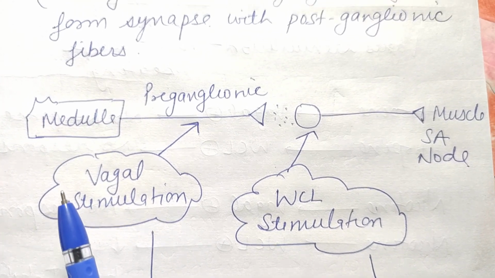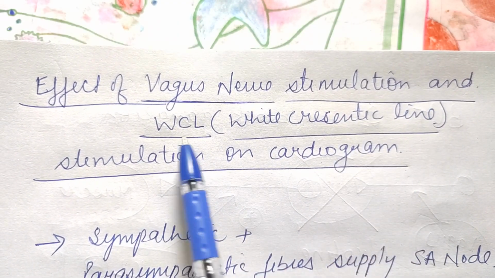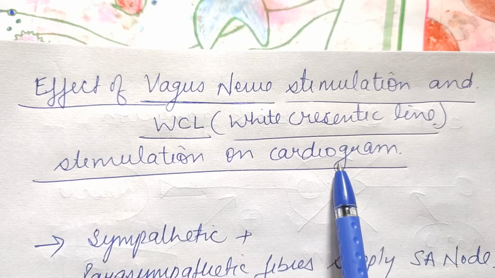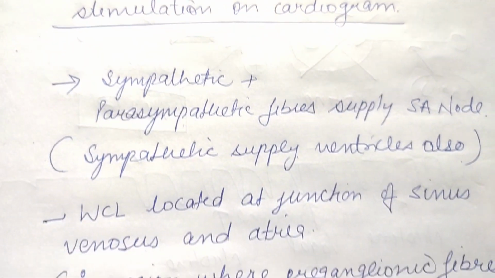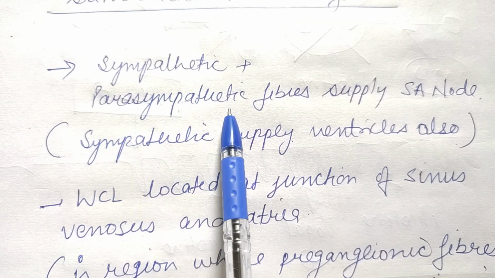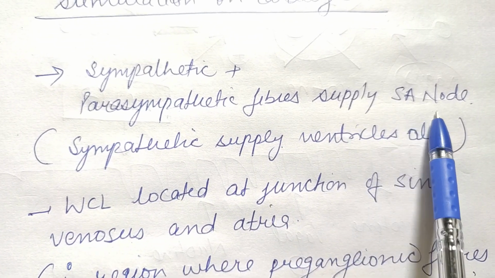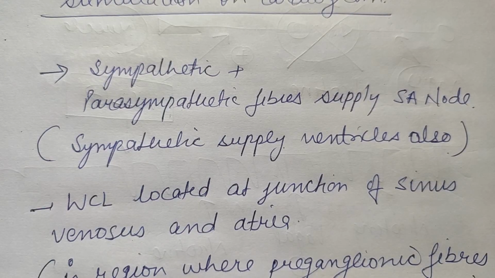So basically, this experiment is named the effect of vagus nerve stimulation and WCL stimulation on cardiogram. We have to see the effect on the cardiogram. What is WCL? It is the white crescentic line. To understand that, there are sympathetic and parasympathetic fibers which supply the SA node. We know that both fibers are supplied to the SA node.